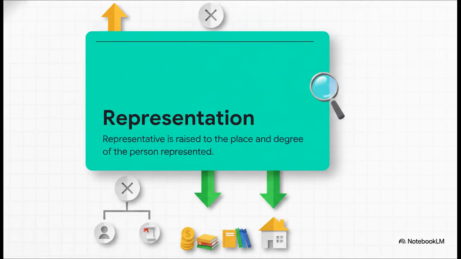We also have the right of representation. This is a really powerful legal fiction that allows a child to step up into the shoes of a deceased parent to inherit their share. But the crucial catch here is that in the direct line, this only works downwards, in the descending line. So a grandchild can represent a deceased child, absolutely, but a grandparent cannot represent a deceased parent.